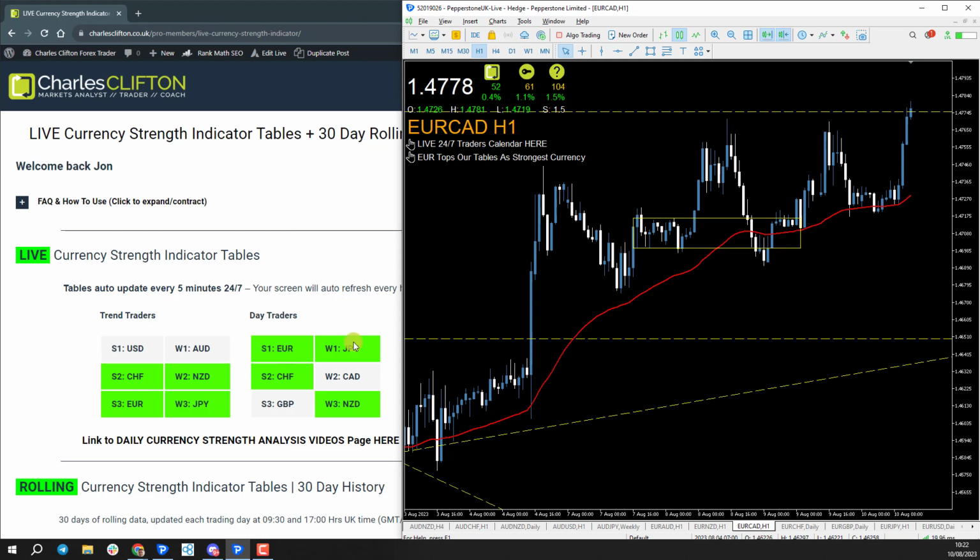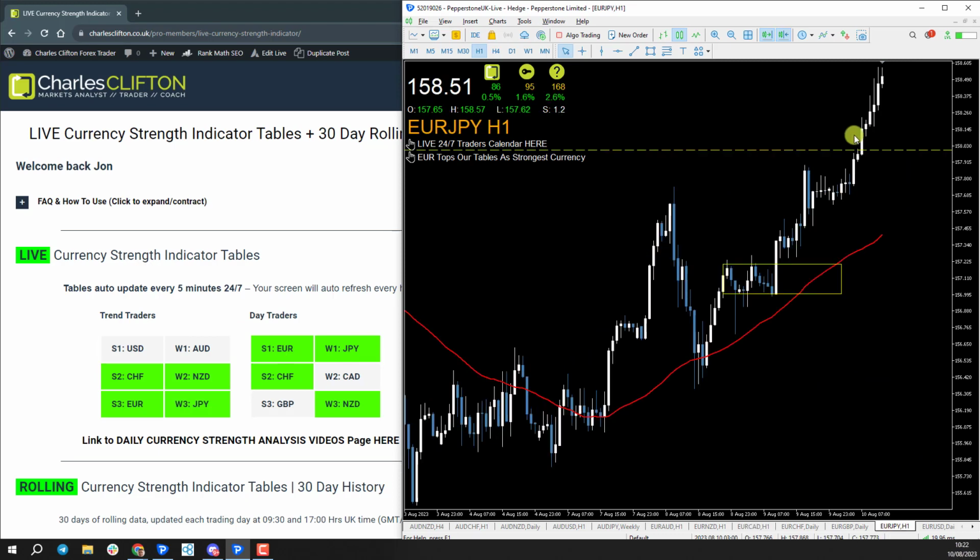Now, euro yen tops the tables. We've recently traded for the 158. We spoke about euro yen when we were back down in this area.